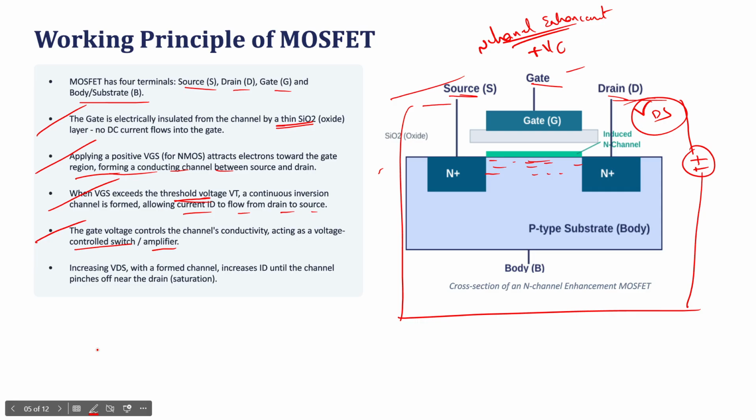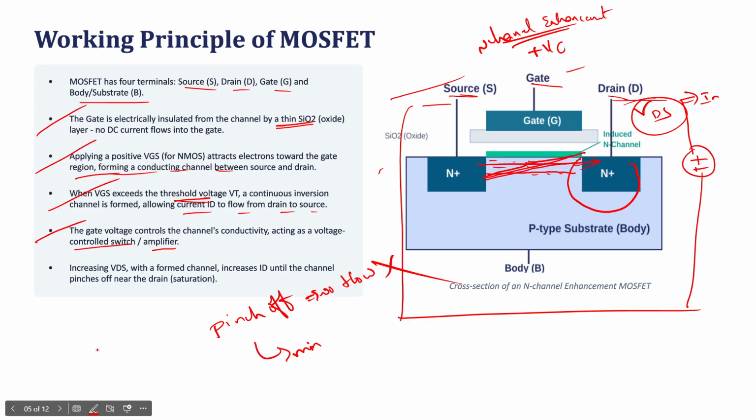The channel is like this. By increasing the VDS, the channel is going to be narrow at the drain. By increasing the VDS voltage, the depletion region at the drain terminal is going to increase, so the channel becomes narrow and the flow of current will be low. Someone may say that in the pinch off region there is no flow of current, but that is wrong. There is a minimum flow of current.